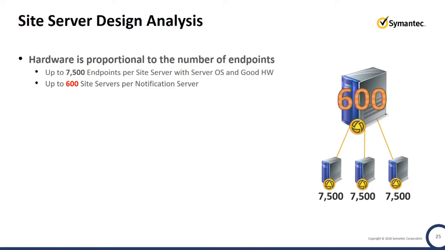So this is not a Windows XP box sitting in a corner somewhere with a single hard drive and 2 gigs of RAM. Each notification server can have up to 600 site servers connected to it, but it's not a hard and fast rule. We're just saying if you had a fully loaded site server with a task package, everything just going, and you had 600 of them, your notification server can handle that.